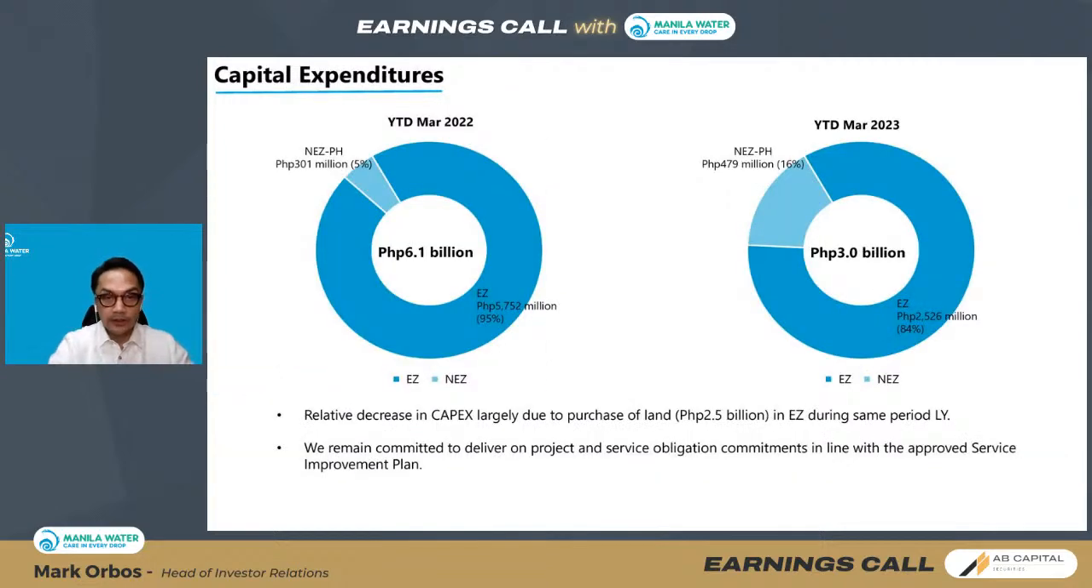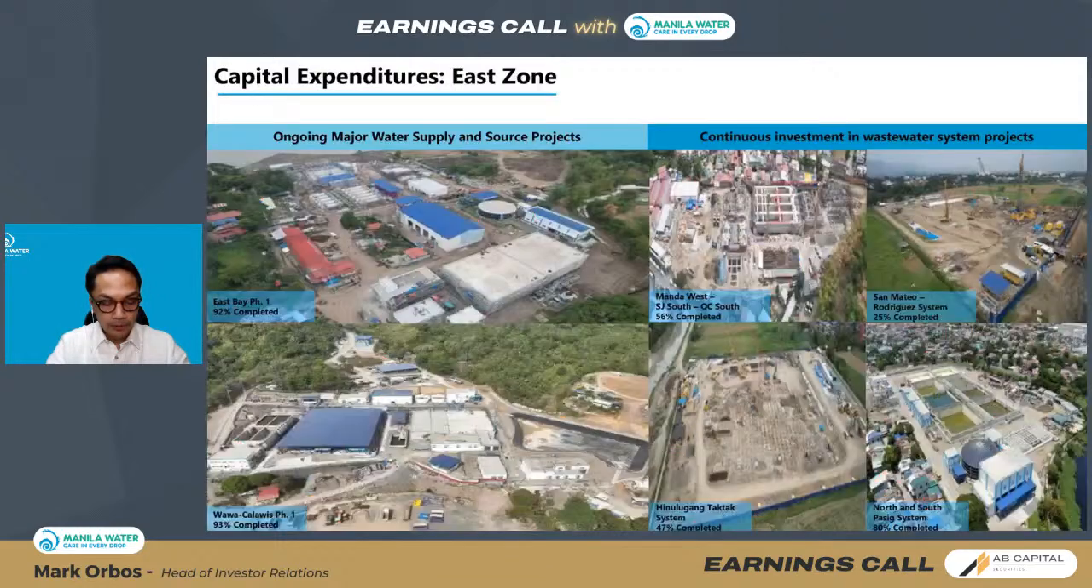Moving on to the updates on our capital expenditures, group capex reached 3 billion for the period. East Zone concession accounted for 84% with its 2.5 billion accomplishment. To show you, our continued ramp up of CapEx projects are in the areas of water supply security and the expansion of service coverage and compliance to regulatory standards for wastewater treatment. This slide shows several of our key water and wastewater projects in the East Zone concession, along with their respective execution progress.